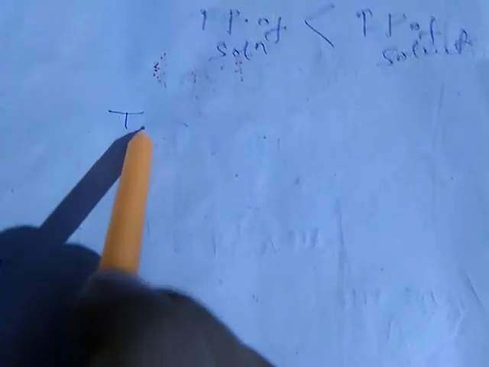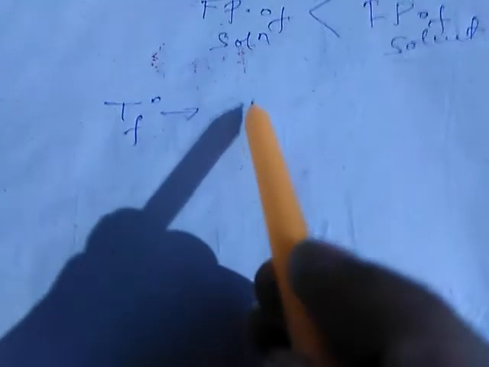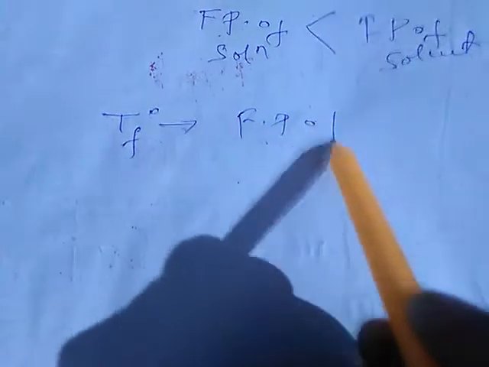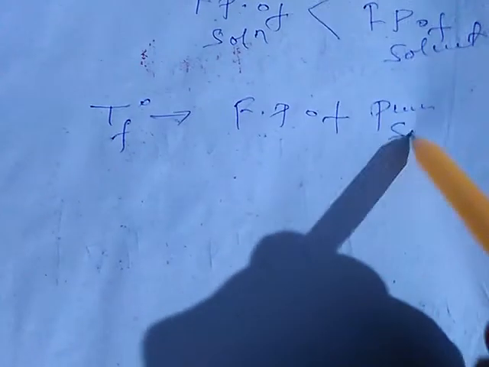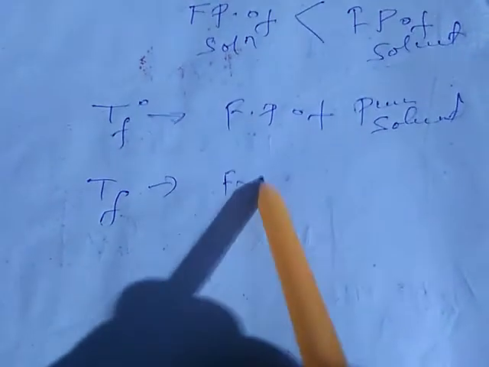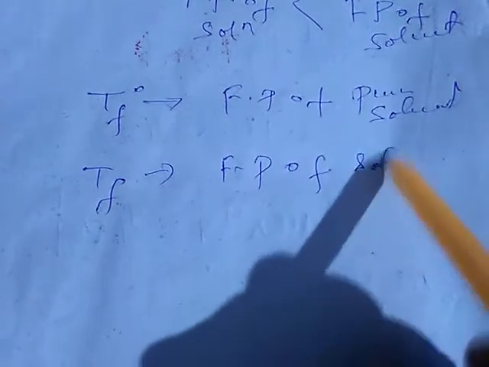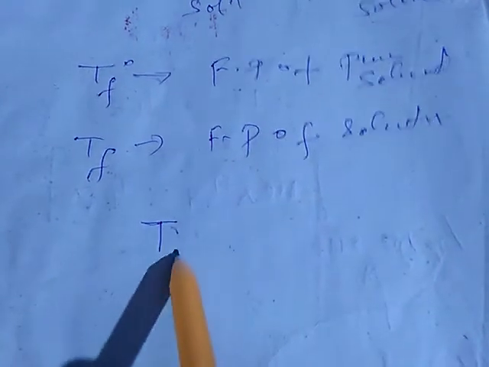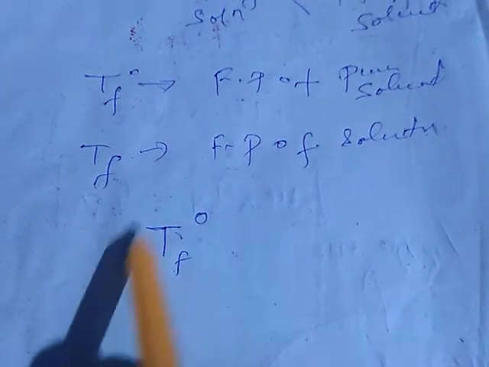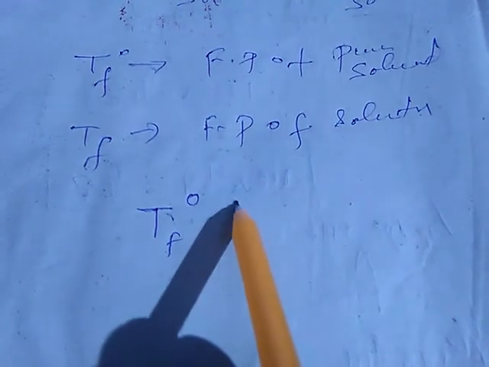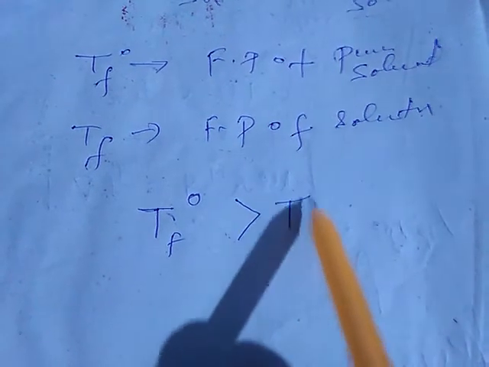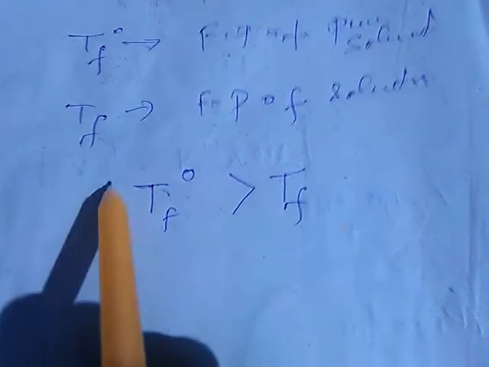So let's suppose that Tf naught is the freezing point of the pure solvent, and Tf is the freezing point of the solution. According to our discussion, we can say that Tf naught, the freezing point of the pure solvent, will be greater than Tf, the freezing point of the solution.